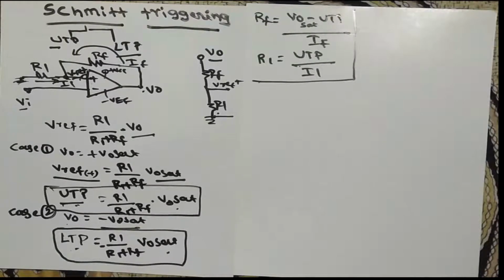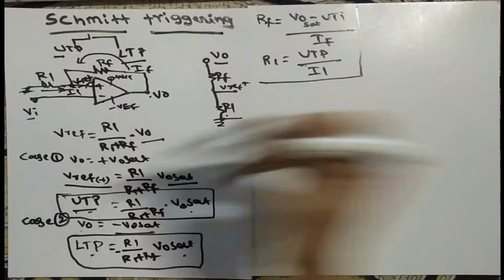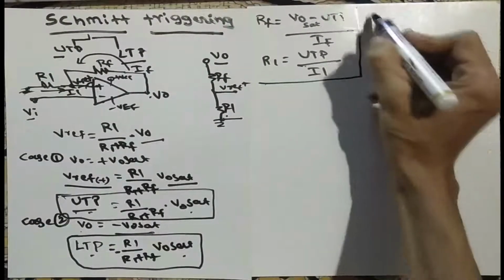And RF and R1 we are taking with respect to the upper trigger, because the resistances are positive, so we are taking it for the positive V0 saturation point. In a Schmitt trigger we can do four types of possibility.